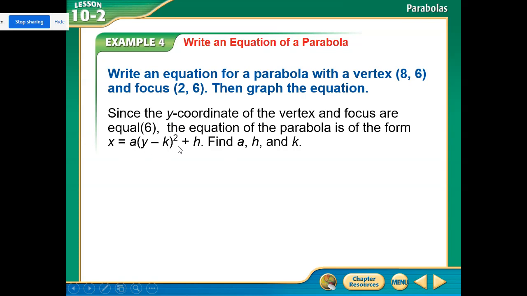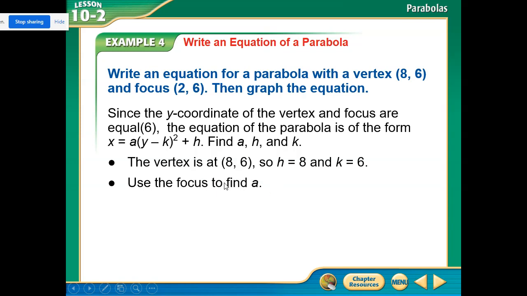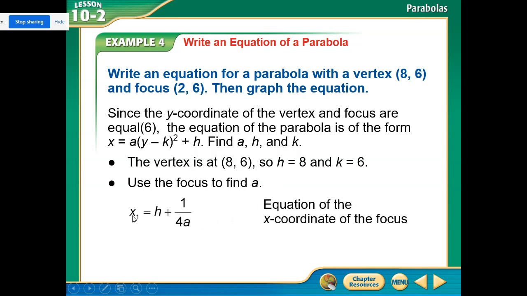So we need this form. So we need to find a, h, and k to write our formula. Well, h and k come from here, so that's really easy actually. So the vertex is 8, 6, so h is 8 and k is 6. That's easy. All right. But we need to find the a. So we use that idea of the focus, that one formula that I said you had. And the x value for the focus is h plus 1 over 4a. Well, we know what h is.